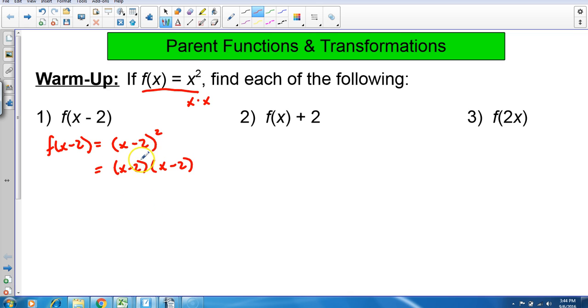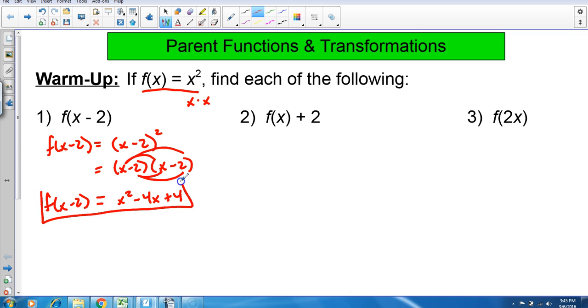And this is a whole different problem from just taking this exponent and applying it to each one of these. This is actually a FOIL problem. So we go first, outer, inner, last in order to expand the product of these two binomials. We've got x times x is x squared. Our outer is going to be x times negative 2. Our inner is going to be negative 2 times x. Combine those and you end up with a negative 4x. And then the last is going to be negative 2 times negative 2, which is positive 4. So f of x minus 2 is going to be equal to x squared minus 4x plus 4.